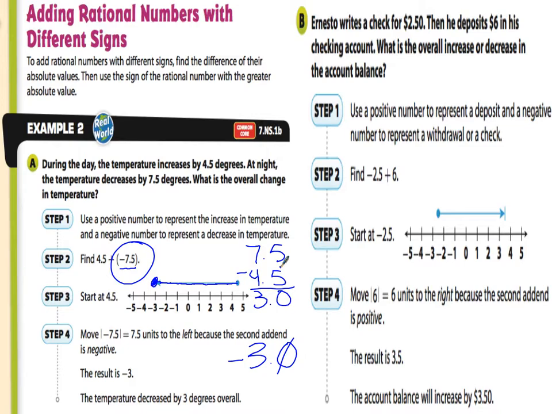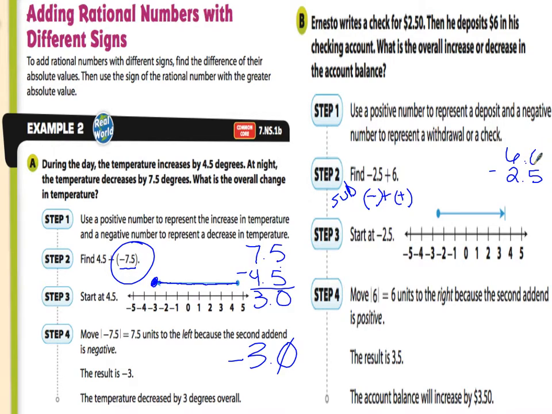All right, looking at this next one, we have negative $2.50 plus $6, okay, because he writes a check for $2.50, then he deposits $6 into his account. So he loses $2.50 and then gains 6. Well, since the signs are different, so we have a negative plus a positive, so I'm actually going to subtract to find my answer. So I'm going to do 6 minus 2.5.